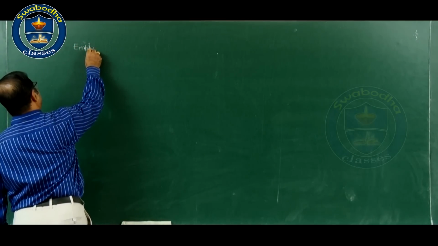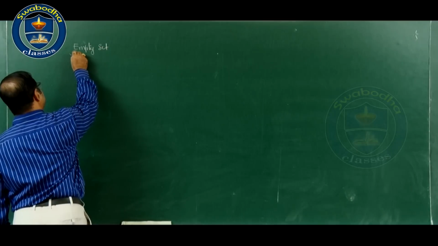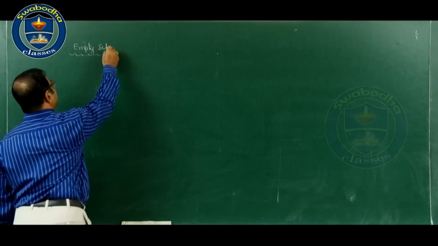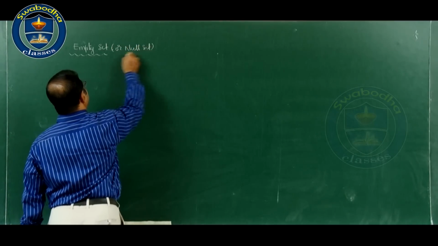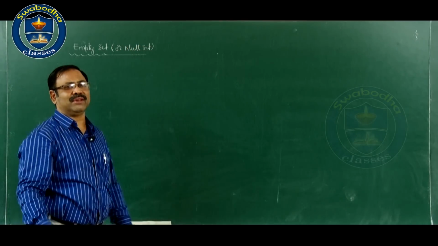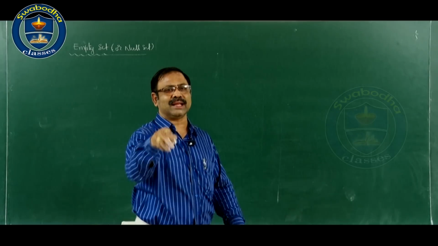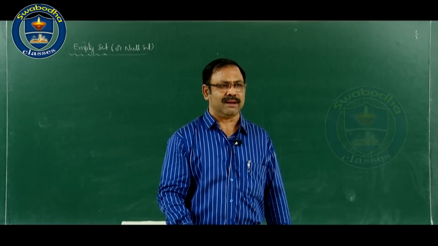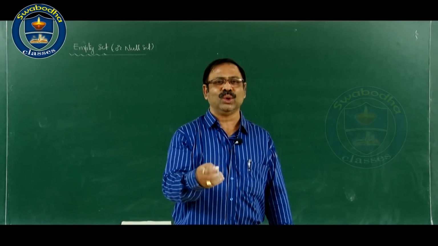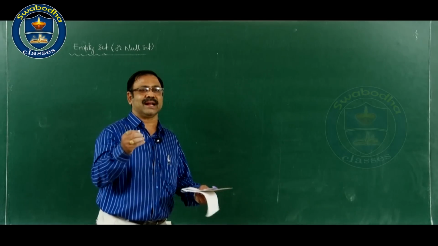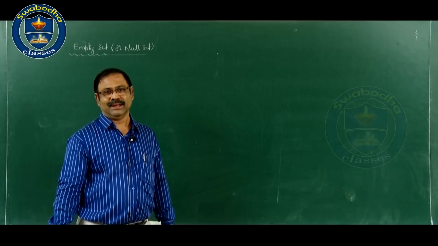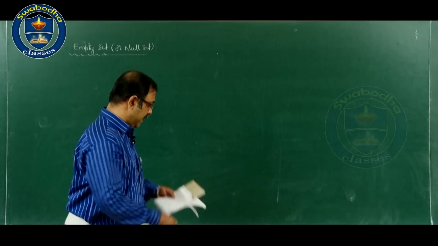Empty set. What is this empty set? We know that empty set or null set. What do you mean by empty set? In Kannada we say shunya gana. Shunya means zero, there is nothing in it. So there is no element in the set. Empty set means it's a set which doesn't contain any element. So that is called an empty set.